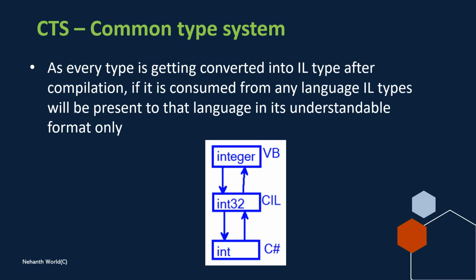As every type is converted into an IL type after compilation, if it is consumed from any language, IL types will be presented to that language in its understandable format only. Here you can see in the VB programming language, integer will be written as the full word Integer, but in C sharp, it will be written as int, the short form. So when you compile C sharp code and convert that into IL code, and you want to use this library in VB.NET, this particular code from C#.NET will be displayed in VB syntax only. If we present that in VB syntax, then VB developers will understand that, because they know only VB syntax, right? Not C sharp syntax. So that is called language interoperability.